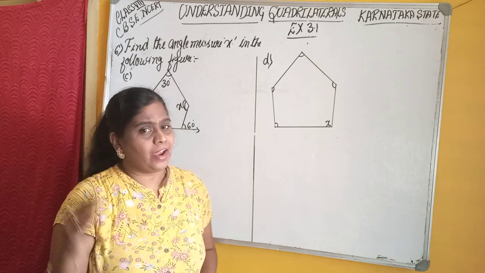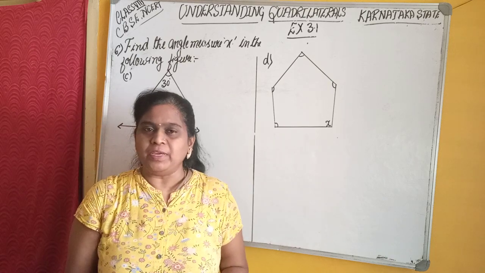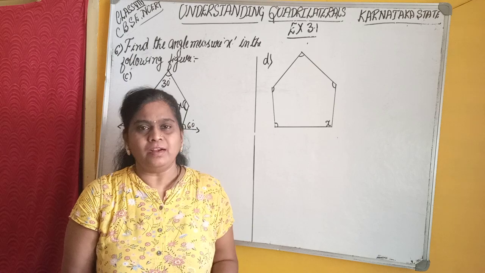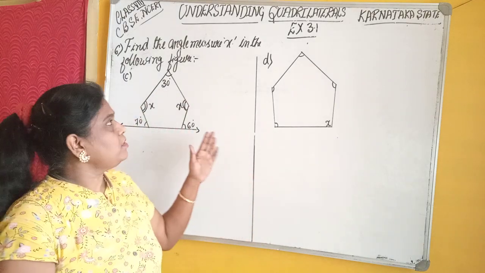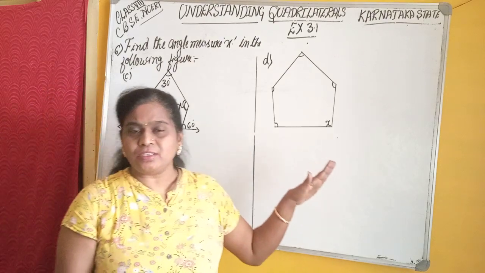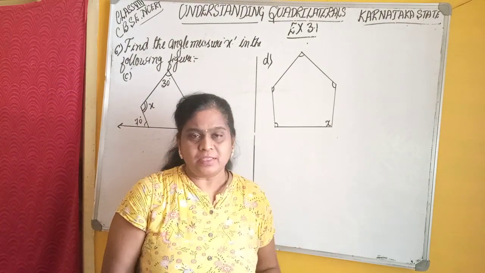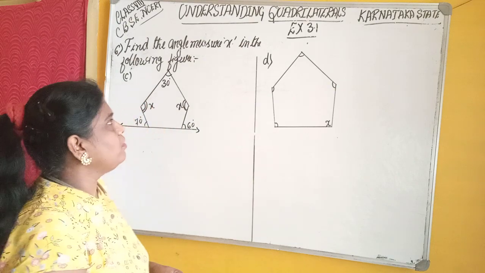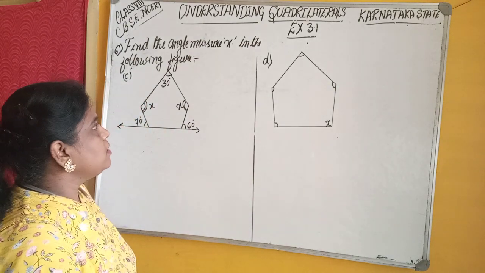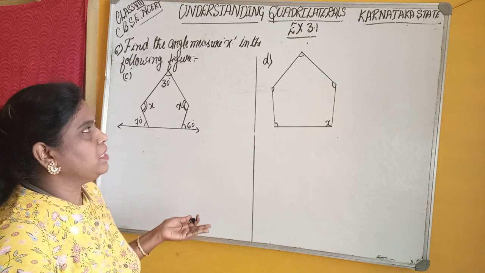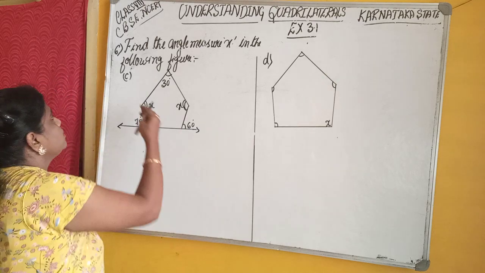It's a class for 8th standard students, CBSE, NCERT syllabus and also for Karnataka state students. The chapter name is Understanding Quadrilaterals. This is the third chapter for CBSE students and the fourth chapter for Karnataka state students. In this exercise, 3.1 is for CBSE and 4.1 is for Karnataka state.